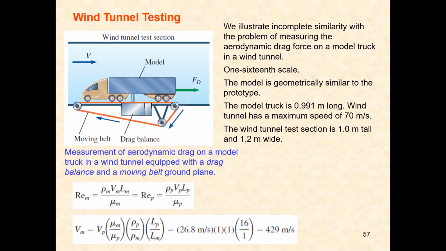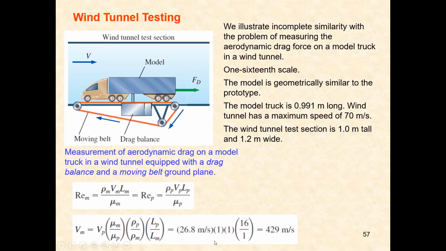This is the example that I've mentioned before. When you have a very big prototype and you scale it down to run it in a wind tunnel, if we use the same fluid, air, on a smaller scale model, the velocity needs to be higher than the one experienced by the prototype. Here the scale is 16 times. The prototype is 16 times bigger than the model, and all the fluid properties are the same.